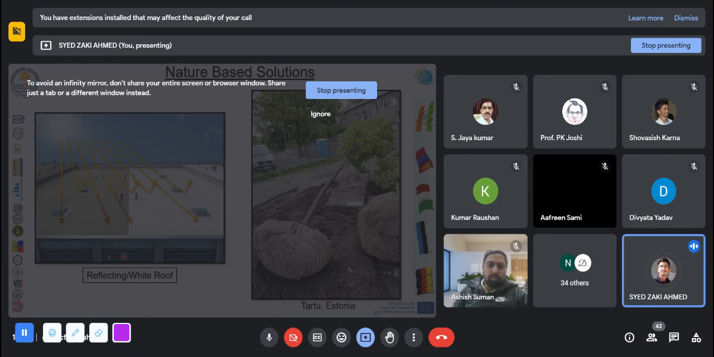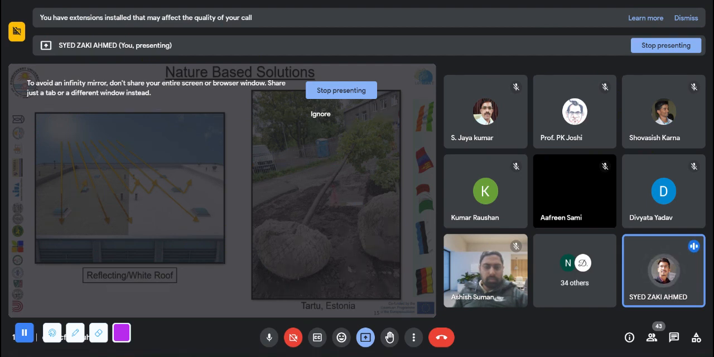As a result, people feel hotter and use refrigerants and AC. That also contributes to carbon dioxide and CFCs, which are greenhouse gases, so they are causing more heat in the city. If you use a white or reflecting rooftop, it will reflect the sunlight and the heat will not go inside the houses.